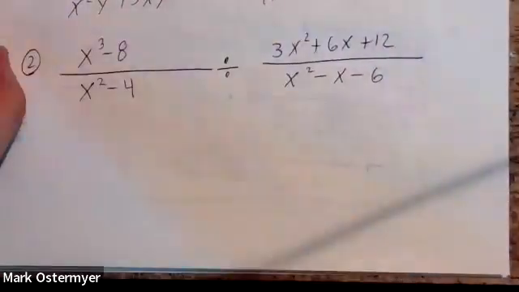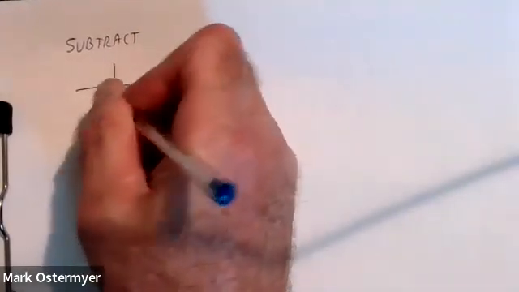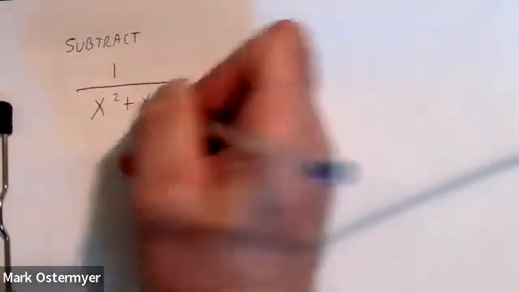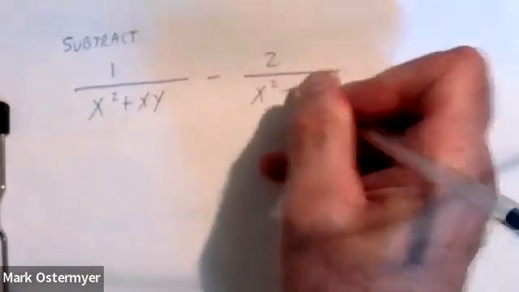All right, let's get rid of that there. Get rid of this here. Try another one. Okay, so let's try this one here. Let's try to subtract 1 over x squared plus xy minus this rational expression of 2 over x squared minus y squared.